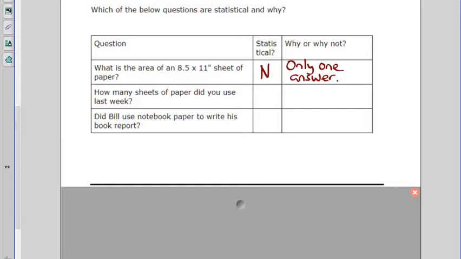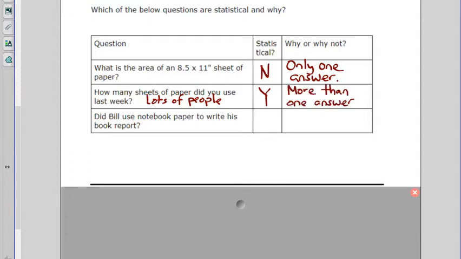How many sheets of paper did you use last week? Well, if I was only asking one person, it would not be statistical. But if this was a survey and we were asking lots of people, so we're going to assume we're asking lots of people, they all might have different answers, right? So that would be statistical in that case. There's more than one possible answer.